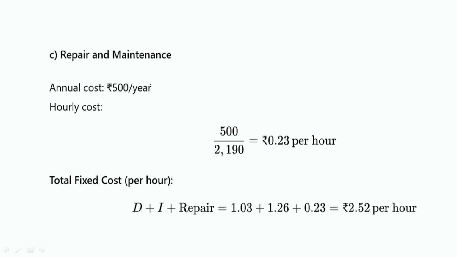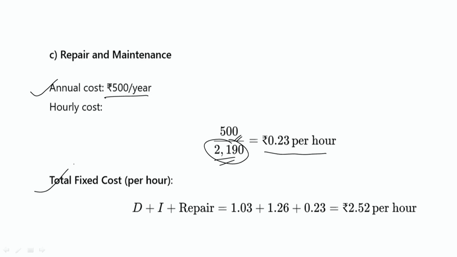So what about the repair and maintenance? What we assumed earlier is that the annual cost will be 500 rupees per year. Putting it in hours, we already know that a year has 2190 hours, as 6 hours a day over 365 days, and in a year we are spending 500 rupees on repair and maintenance. Here we find it as 0.23 rupees per hour.